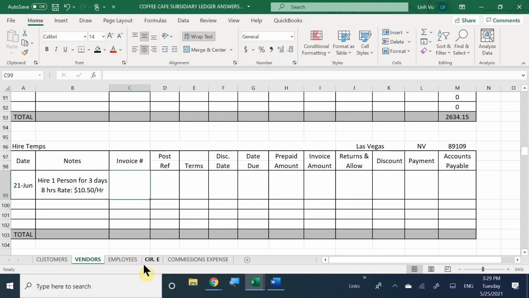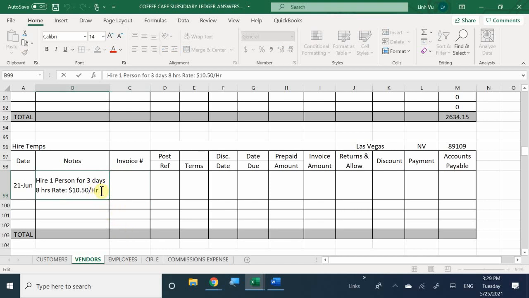Do we just put payment because we don't have an invoice, we don't have a discount, or it's not prepaid? Oh yes, you do have an invoice amount, which is the 252, right? You'll have post reference GJ9. No, because it doesn't give us an invoice. All you have is, you paid Hire Temps.